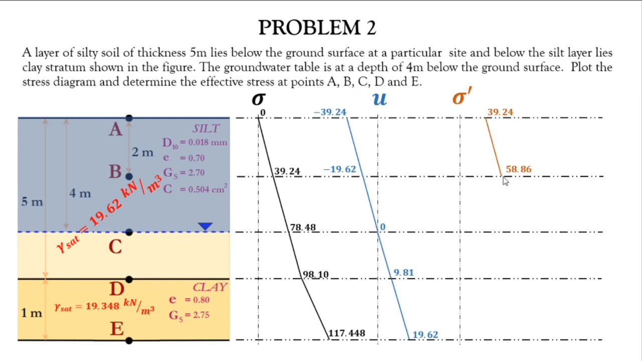And then, sa point C, difference lang nitong dalawa, 78.48 minus 0 is 78.48. And sa next, sa point D natin, 98.10 minus 9.81 will give us 88.29. Hanggang dun sa ilalim, kunin mo lang yung difference niyan. Ayun na yung ibibigay na effective stress for that particular point. So, ito yung pressure diagram ng soil profile na to, at malalaman mo na rin yung effective stresses at points A, B, C, D, and E.